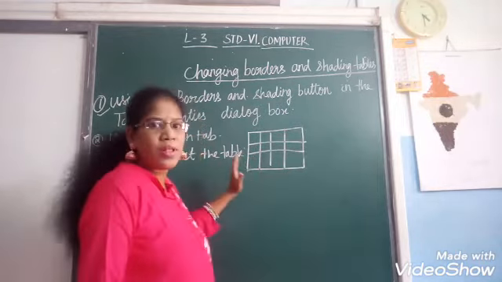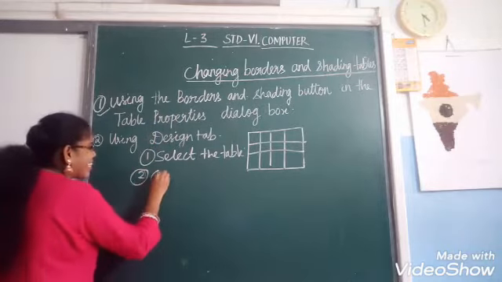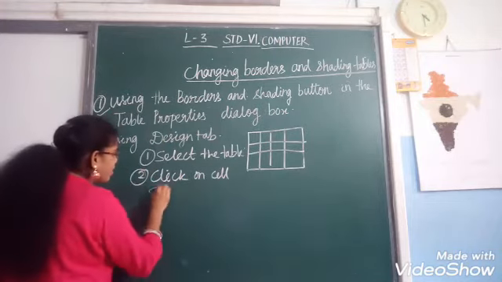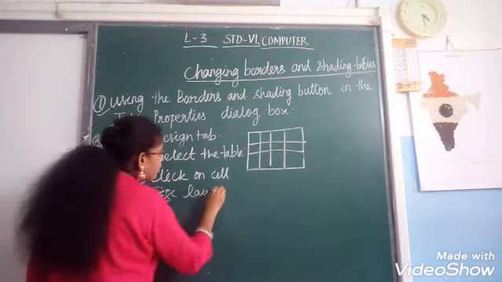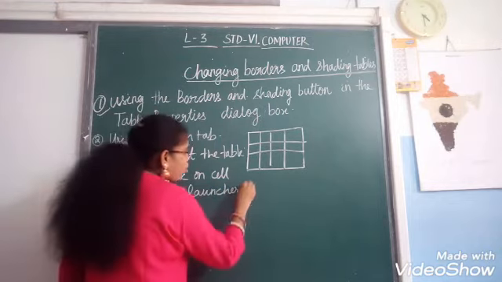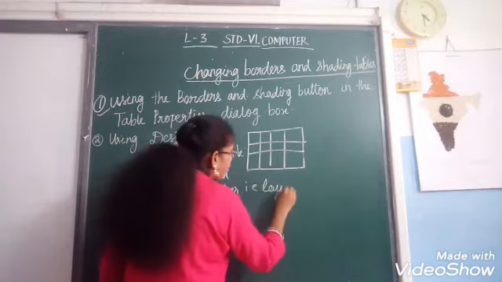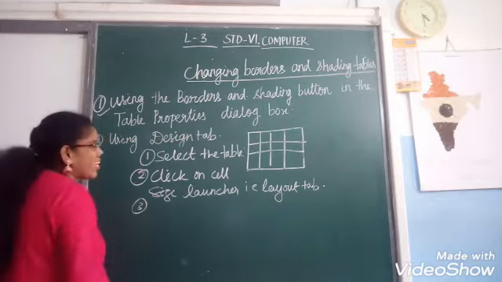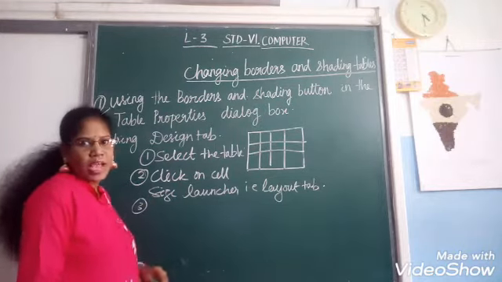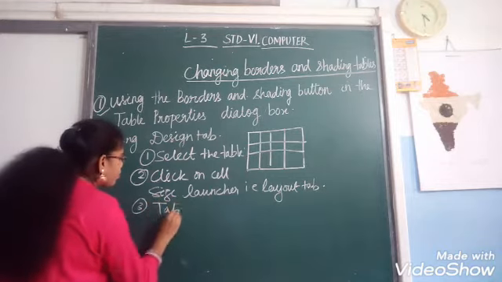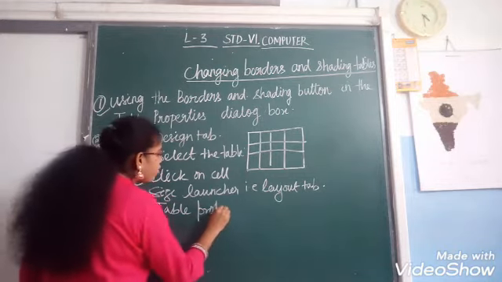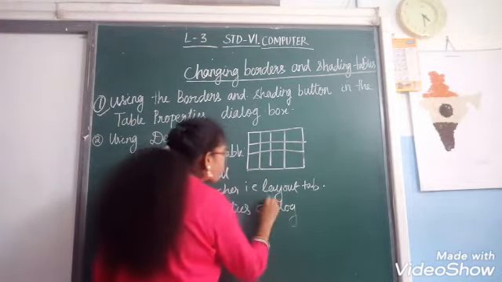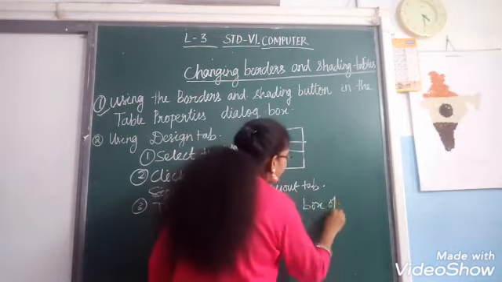So first you select the table, then you have to click on cell size. The cell size launcher. That is in the layout tab. Once you click on here, the table properties dialog box opens up.